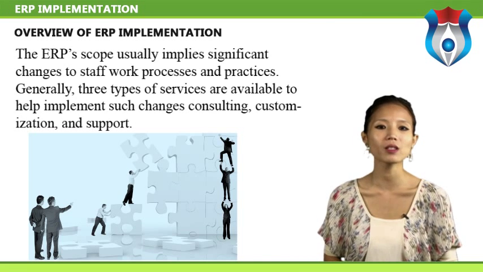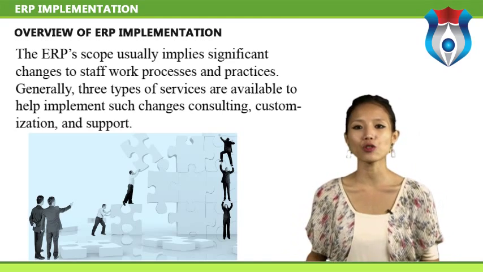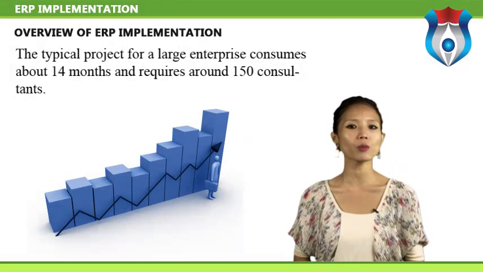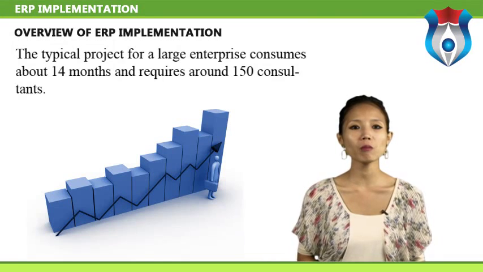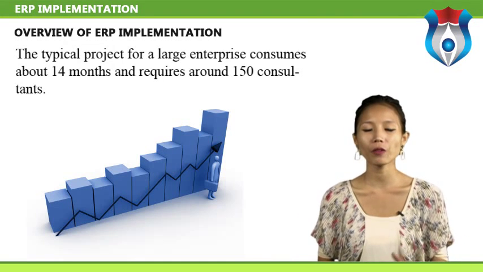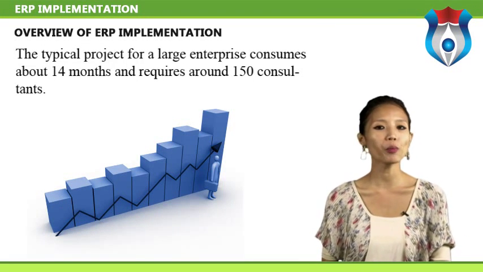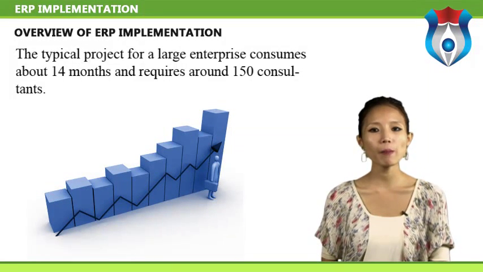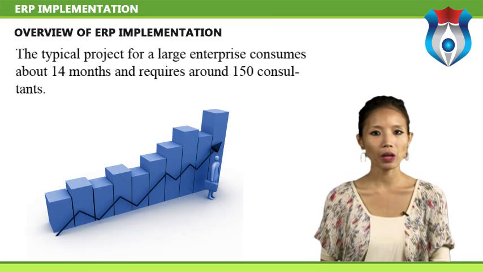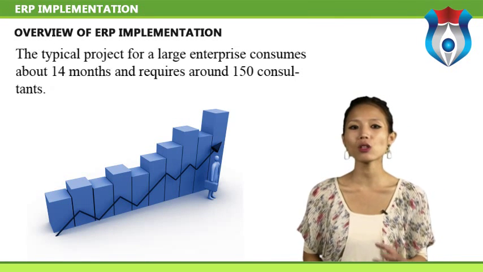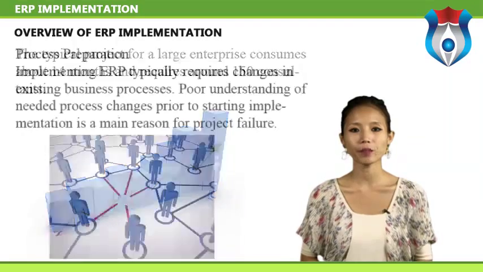Modular ERP systems can be implemented in stages. The typical project for a large enterprise consumes about 14 months and requires around 150 consultants. Small projects can require months, multinational and other large implementations can take years. Customization can substantially increase implementation times.